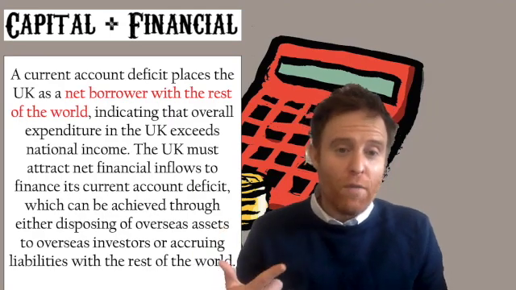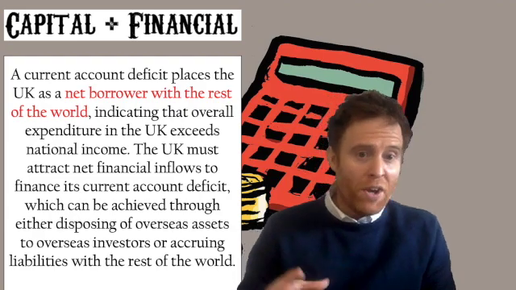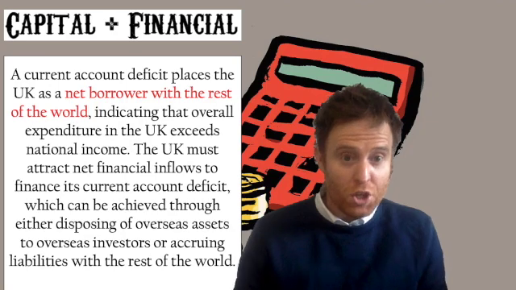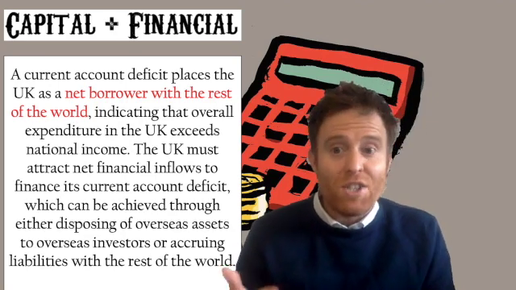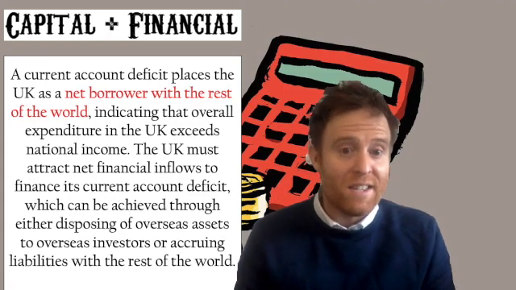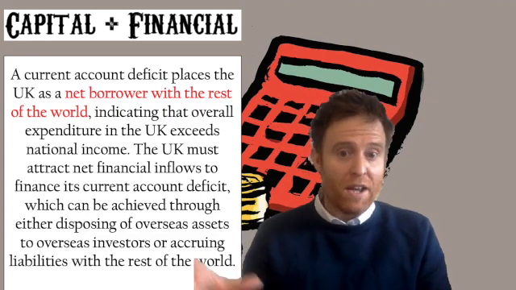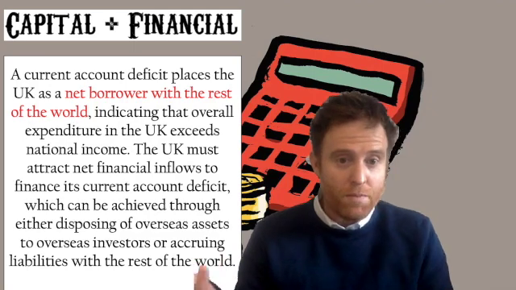And also, if we're going to be selling off some of our assets, that means those assets are now in international hands, and we do not own them as the UK, which can be risky in itself. But a current account deficit places the UK as a net borrower of the rest of the world, indicating that overall expenditure in the UK exceeds national income. So the UK must attract those net financial inflows to finance this current account deficit, which, as you can see from the last video, they are doing.